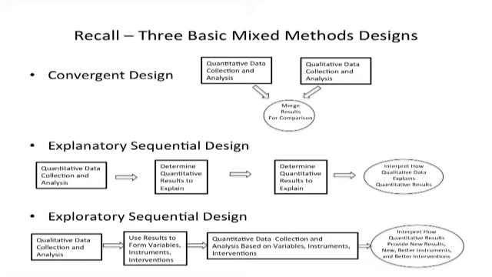The third type of basic design is an exploratory sequential design. So we're going to reverse the phases from our explanatory sequential. In an exploratory sequential, we begin qualitatively, come up with some themes, then build to something quantitative, such as a new instrument, or a new intervention, or a new set of variables, and then we test those out quantitatively. So the procedure in exploratory is to start qualitatively and build to a quantitative phase.